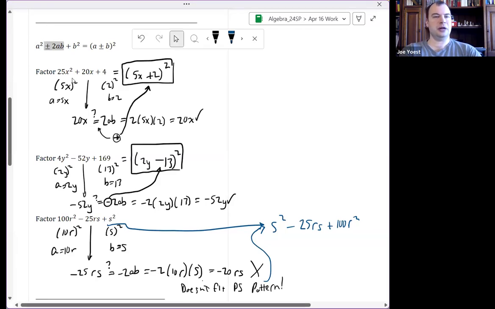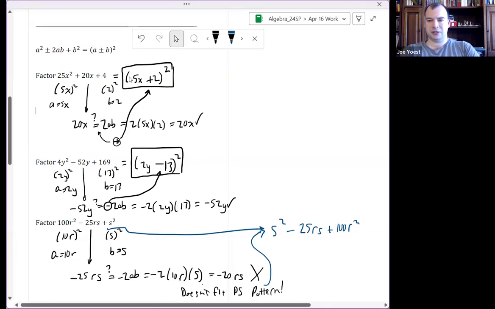And then we ask, does the cross term meet the pattern? Is it true that 20x equals 2ab? Here I know I'm looking for plus 2ab because 20x is positive. Does 20x equal 2ab? Well, we plug in a and b, we multiply out, and we do get 20x. Yes, it does match the pattern. The 2ab was the plus 2ab that we were looking for, so we see this is going to factor as (a plus b) squared, (5x plus 2) squared.